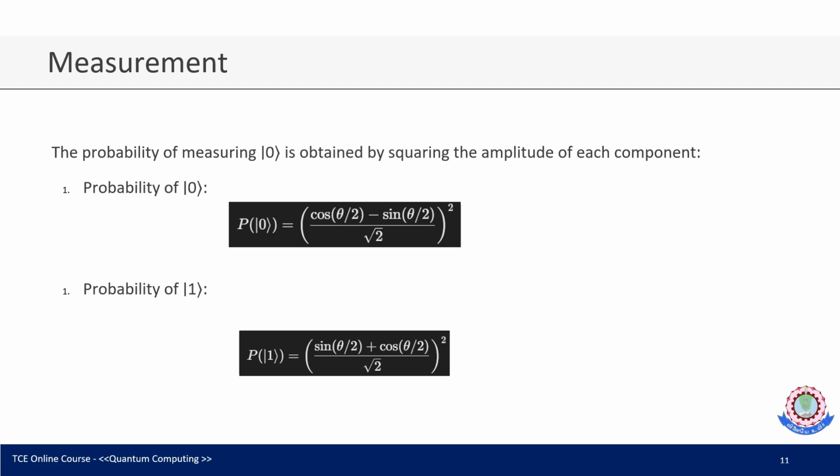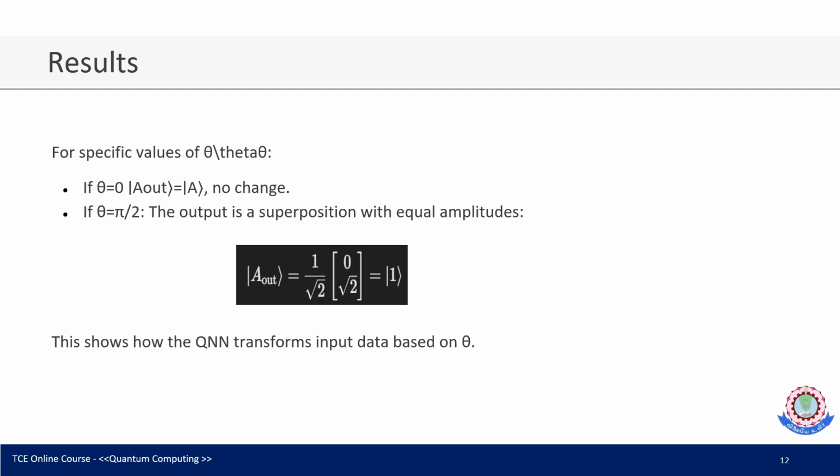We can have different kinds of measurements. The probability of measuring |0⟩ is obtained by squaring the amplitude of each component. Probability of |0⟩ = ((cos θ/2 − sin θ/2)/√2)², and probability of |1⟩ = ((sin θ/2 + cos θ/2)/√2)². As per the result, |out⟩ = 1/√2 [0, √2], which equals |1⟩. This shows how the QNN transforms the input data based on the theta values.